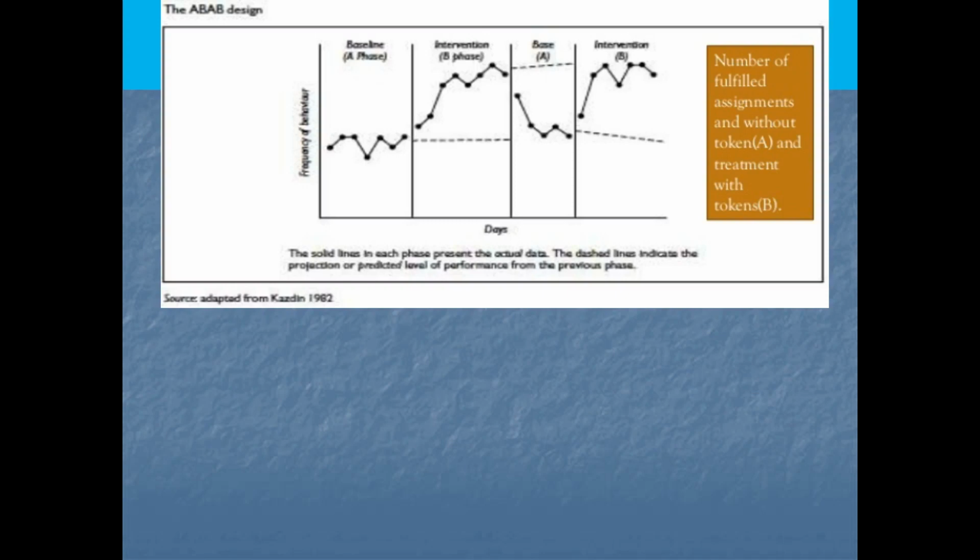Here's another example from an old study using an A-B-A-B design. The behavior they were measuring was how many assignments a kid with special needs was completing. So more behavior here would be better, right? You want them to complete assignments. And the treatment phase, the B phases, had an intervention where they used tokens as reinforcement. The actual data here is the circles, the filled in circles connected with solid lines. That's what happened during the experiment.